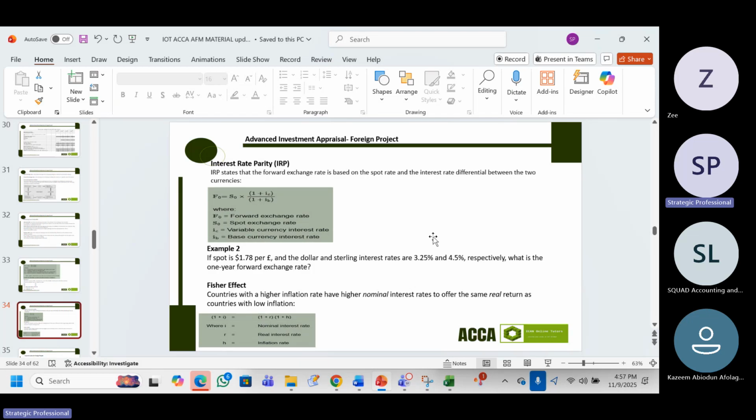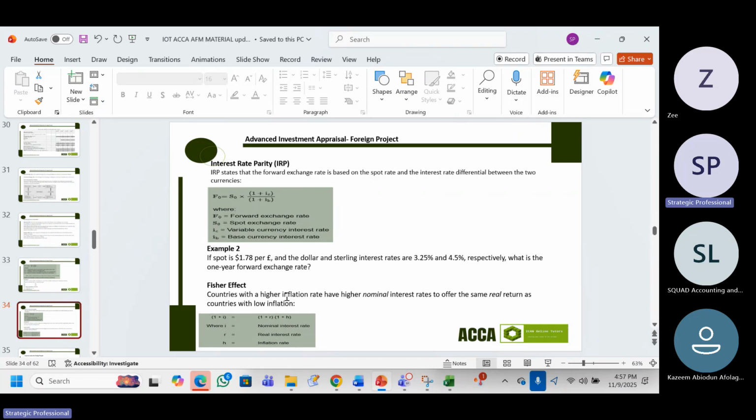So that is the idea of the Fisher effect, right? And then you have it here: 1 plus I, where I is the nominal interest, is 1 plus R, real interest, times 1 plus H, which is the inflation. It means that if I want to get nominal terms, what I just need to do is multiply my 1 plus R by 1 plus H. I will get my nominal.